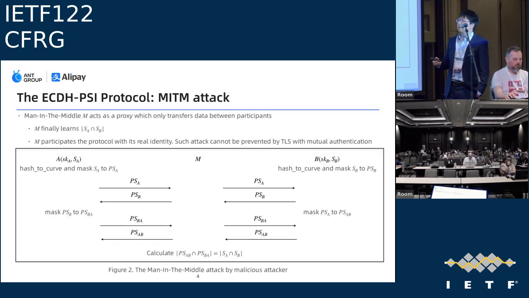Here is a brief description of the man-in-the-middle attack, where a man-in-the-middle, AM, can act as a proxy who only transfers data between the participants A and B. As shown in figure 2, after the attack, AM will finally learn the cardinality of the intersection. In the attack, AM only participates in the protocol with its real identity. That means such an attack cannot be prevented by using TLS with mutual authentication.